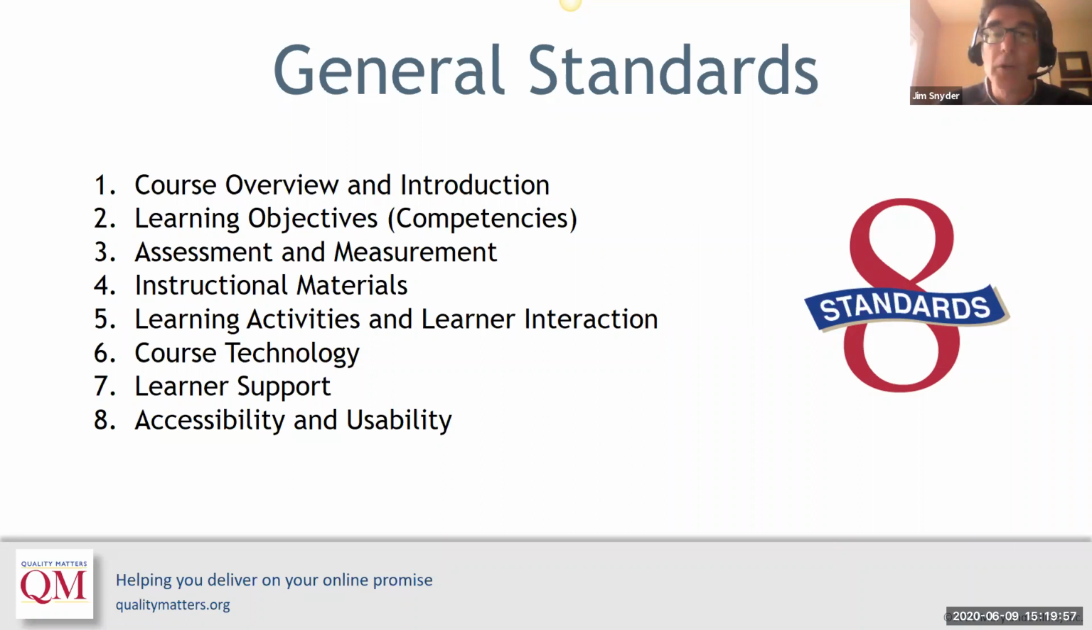Then learner support. There are really 4 types of learner support that come with this standard: technology support, disability support, academic support, and student support. And then lastly, is the accessibility and usability. Are the text and images accessible? Can you navigate through the pages, screen readers, and the like? So these are the 8 general standards that make up the idea of course design.